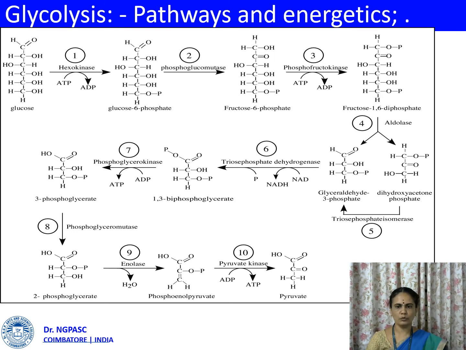So totally two molecules of glyceraldehyde 3-phosphate are synthesized after the fifth step of reaction, which are further oxidized to 1,3-bisphosphoglycerate and then dephosphorylated to 3-phosphoglycerate. Again it is mutated to 2-phosphoglycerate. Again there is a removal of a water molecule in the ninth step of reaction, which yields phosphoenolpyruvate. Then in the 10th step there is a generation of an ATP molecule with the synthesis of the end product called pyruvate.